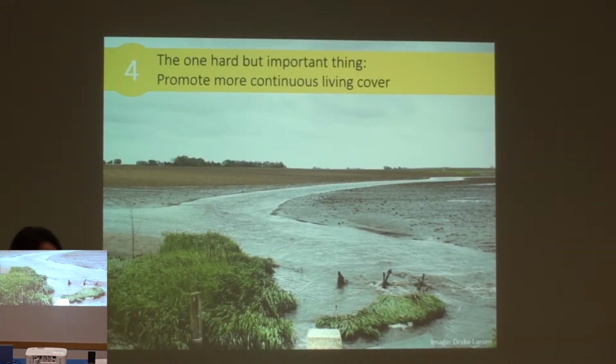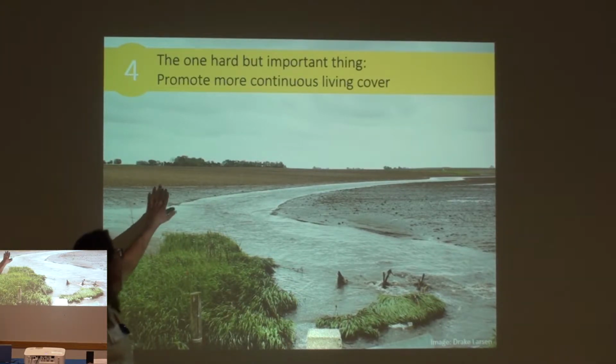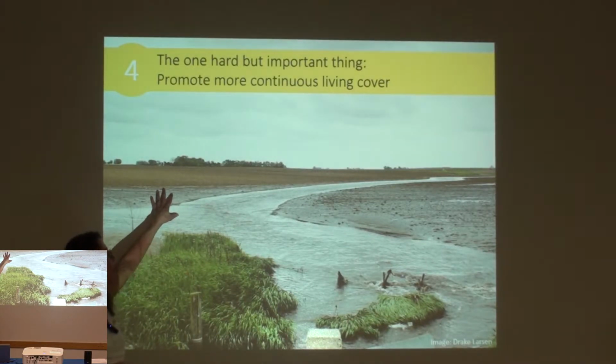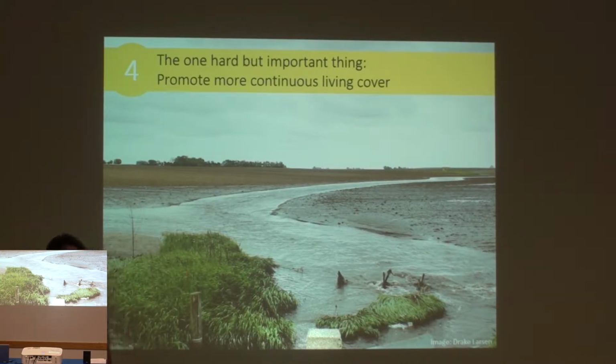Now, one hard but important thing, in terms of sustaining our farms as ecosystems: how do we promote more continuous living cover? This is probably, completely understandable, a bare field in spring from an economic efficiency standpoint. From a sustaining farms as ecosystems standpoint, this is probably the worst thing that we can do, right? So how do we change the situation? How do we get more permanent, continuous living cover out there on the ground?